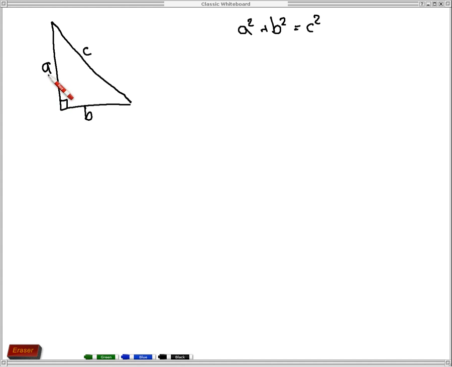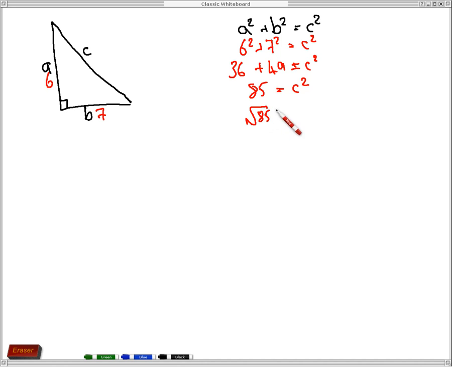If I say this is 6 and this is 7, I'll put the numbers into the equation. That gives me 6 squared plus 7 squared equals C squared. So 36 plus 49 equals C squared. That comes out at 85 equals C squared. So take the square root of both sides.